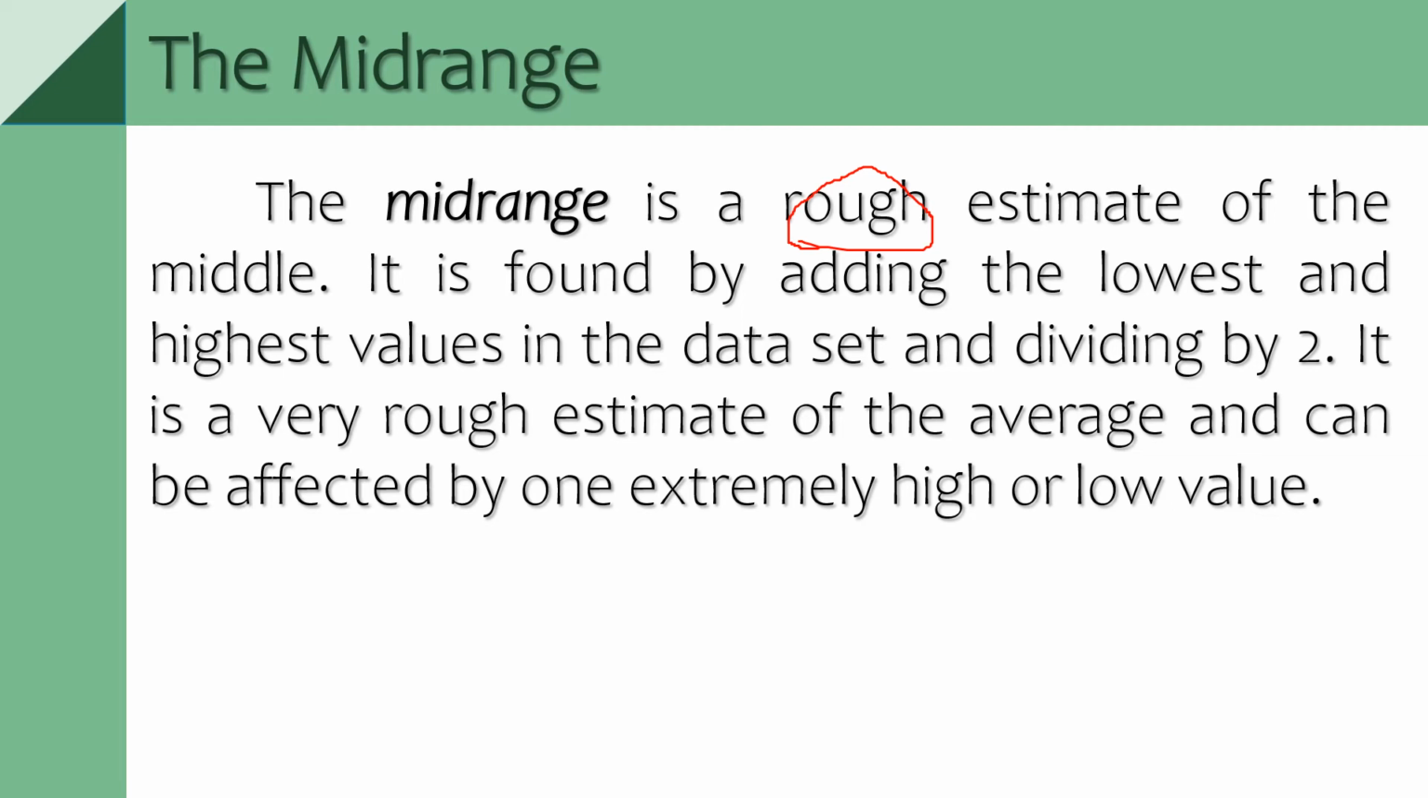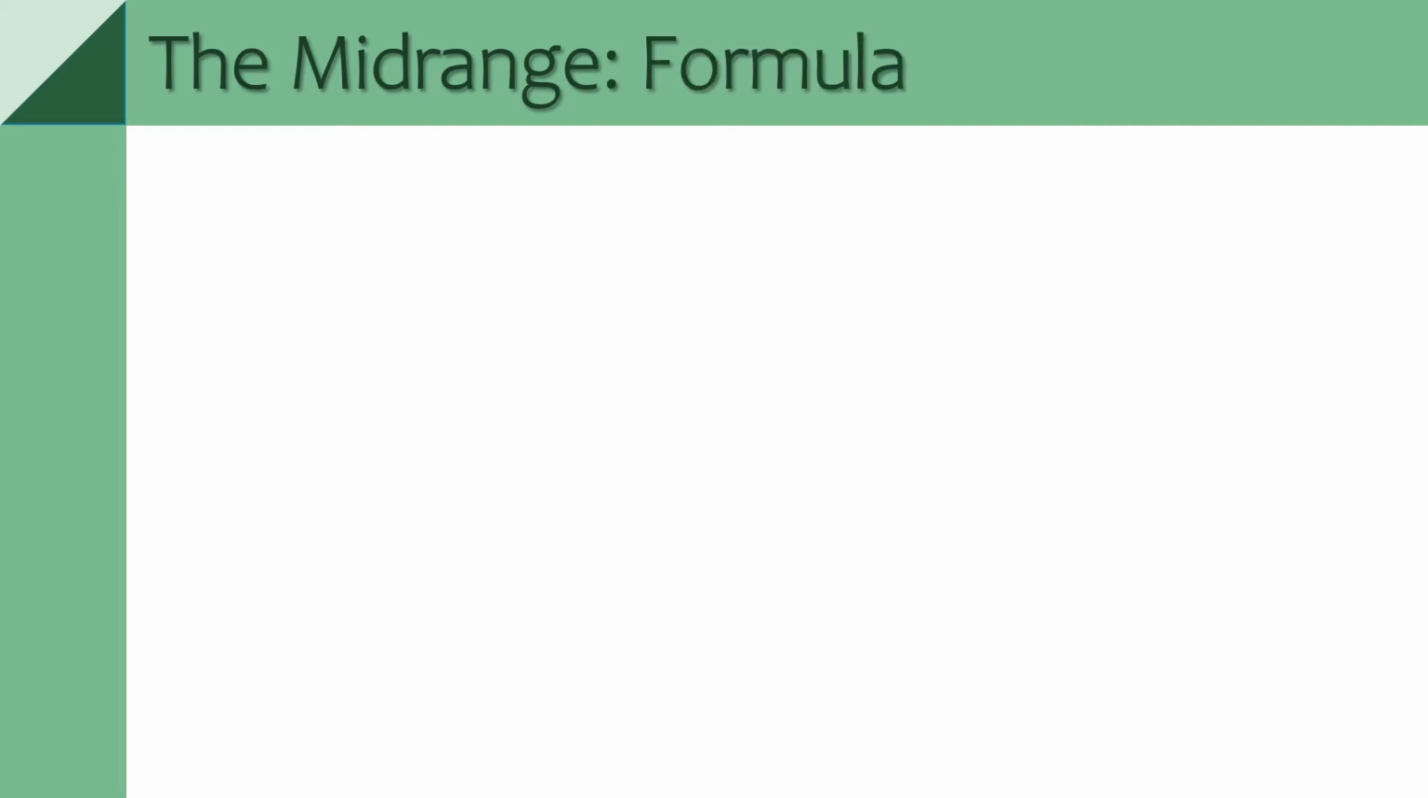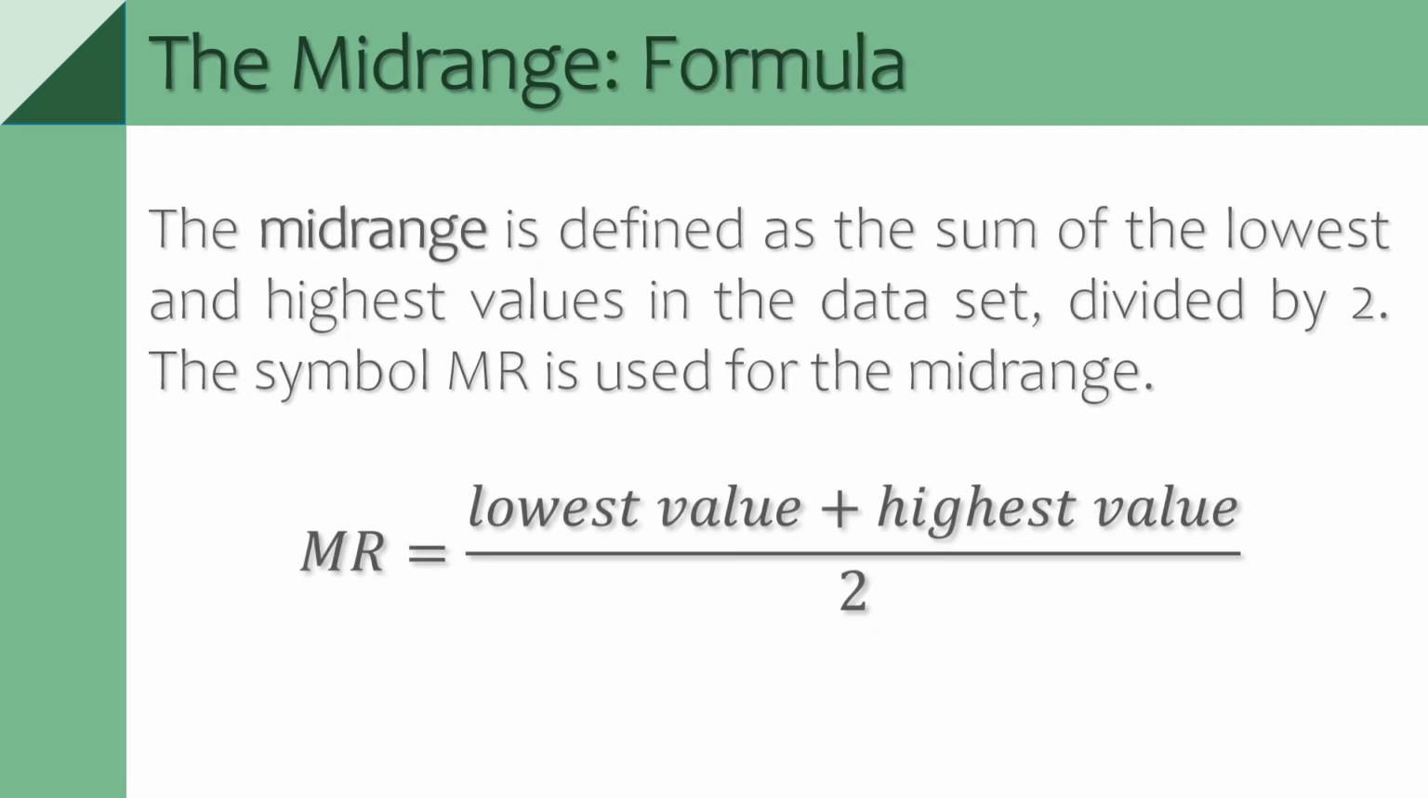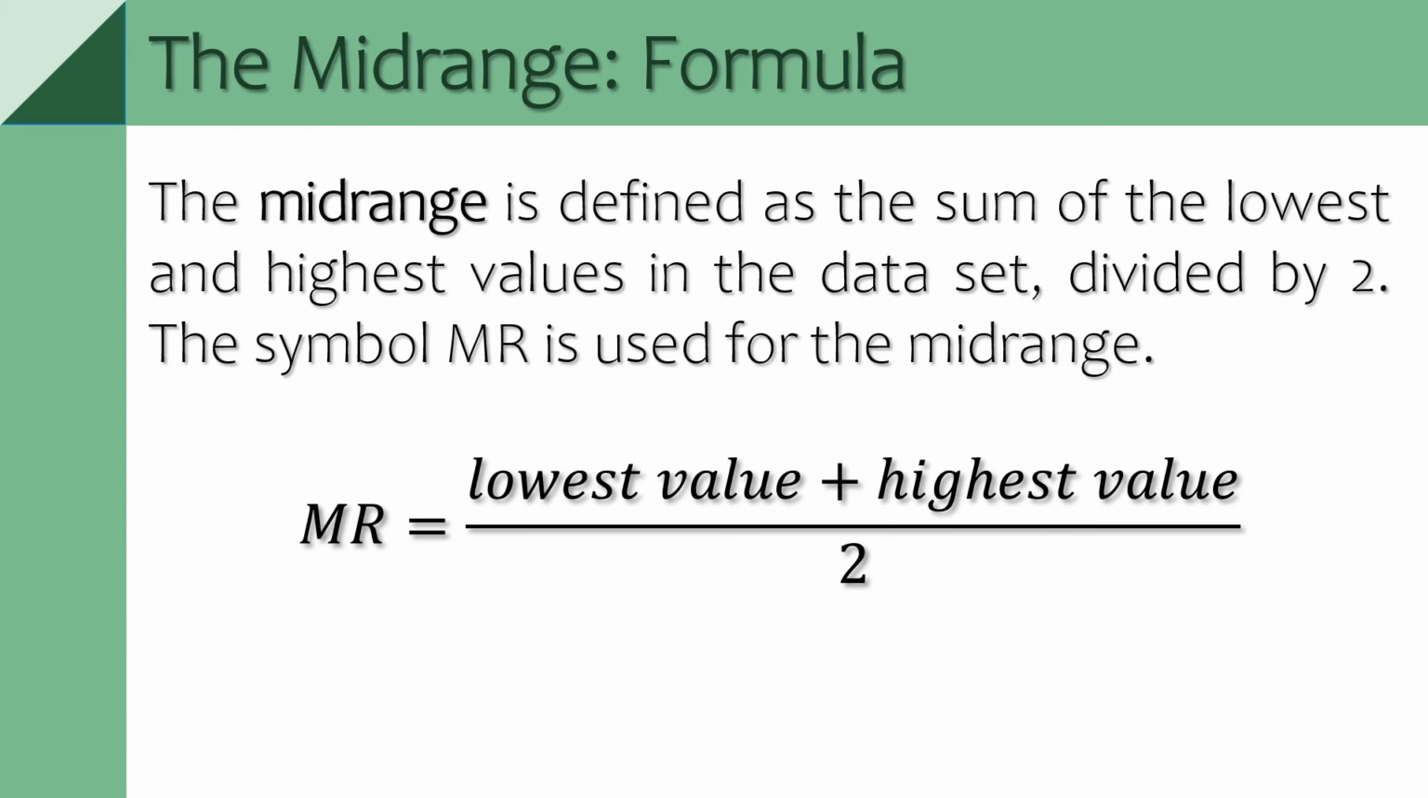Sabi nga nito, it has a great effect kapag ang isang value are extremely high or extremely low. Kapag sobrang taas ng isang value at sobrang baba, naapektuhan yung mid-range at hindi ganun ka-accurate makukuha natin yung estimation natin for the average. Okay, so the formula for the mid-range.